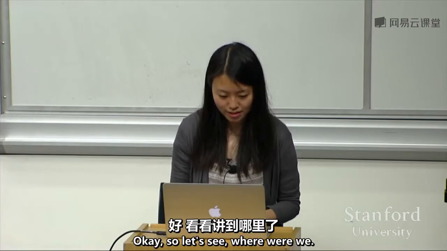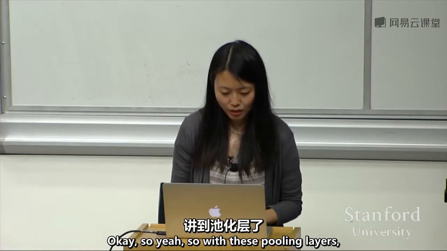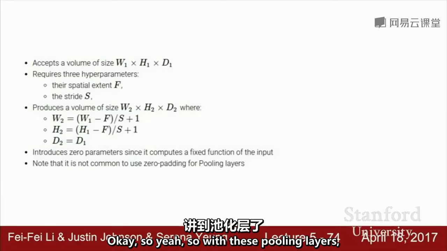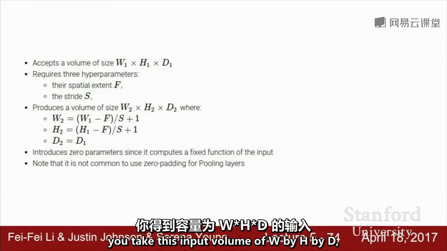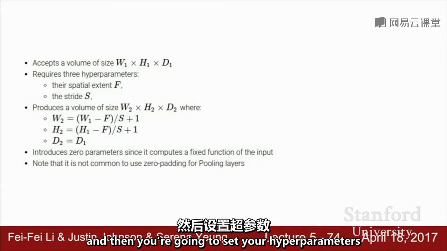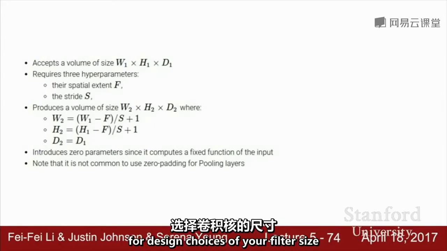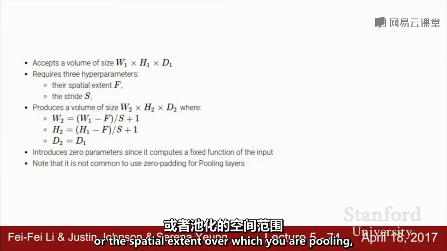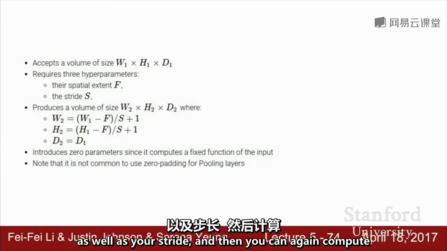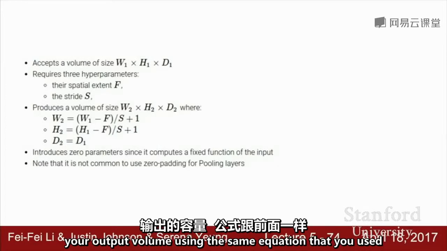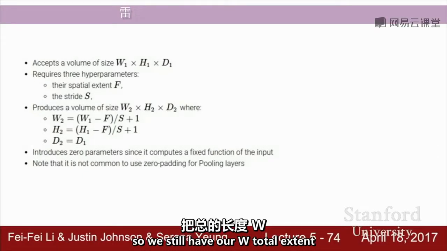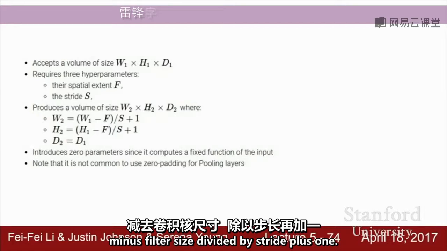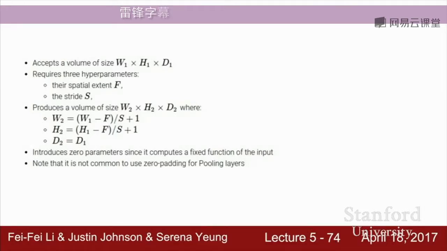Okay, so let's see, where were we? With these pooling layers, there are some design choices that you make. You take this input volume of W by H by D, and then you set your hyperparameters: your filter size, the spatial extent over which you're pooling, as well as your stride. And then you can again compute your output volume using the same equation that you used earlier for convolution. It still applies here, right? So we still have W, the total extent, minus filter size, divided by stride, plus 1.